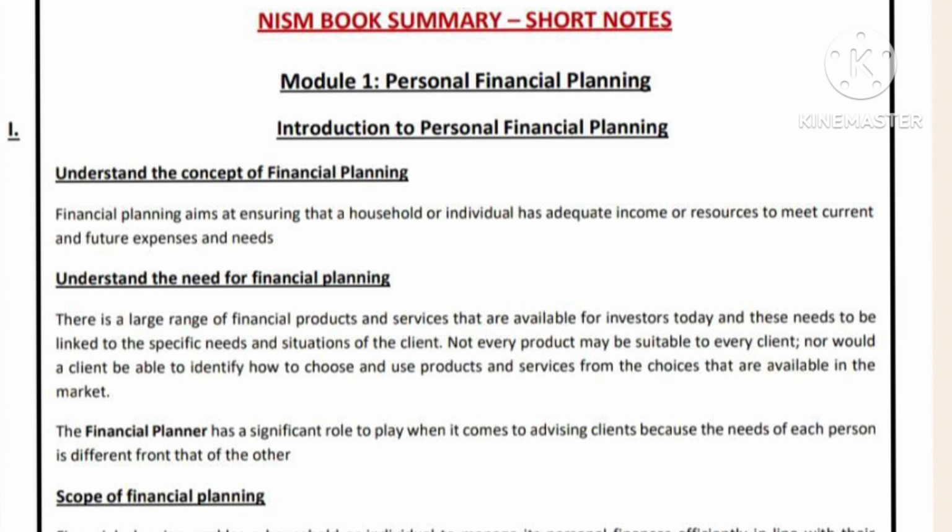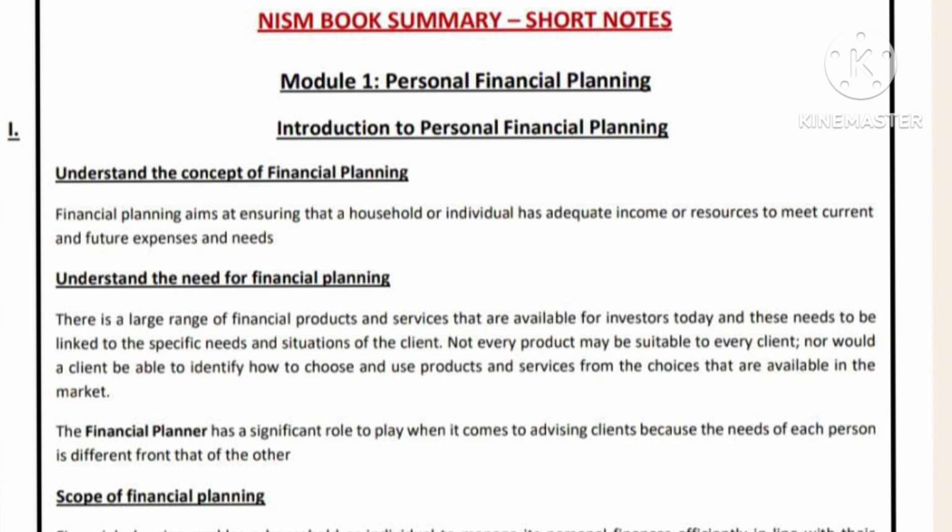So let's see what is written in the book. Understand the need of financial planning. There is a large range of financial products and services, as I told you, that are available for investors today, and this needs to be linked to the specific needs and situations of the client. Not every product may be suitable for every client, nor would a client be able to identify how to choose and use products and services from the choices that are available in the market.